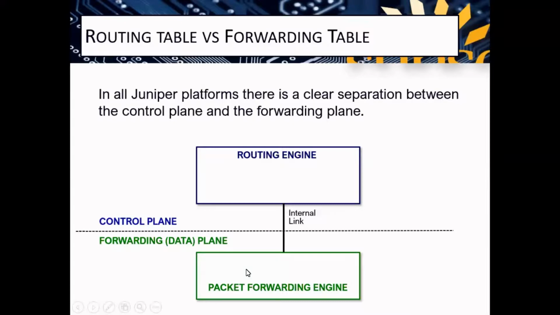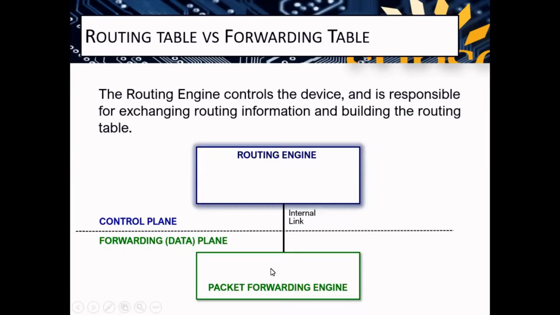Depending on the type of platform that you're working with, the routing engine is going to be a card that you install in a particular slot. It could be a virtual machine running on top of your device, QFX, for example. The routing engine is a virtual machine. And the packet forwarding engine is basically the ASICs that forward the traffic when it arrives. So the routing engine controls the device and is responsible for exchanging routing information and building the routing table.